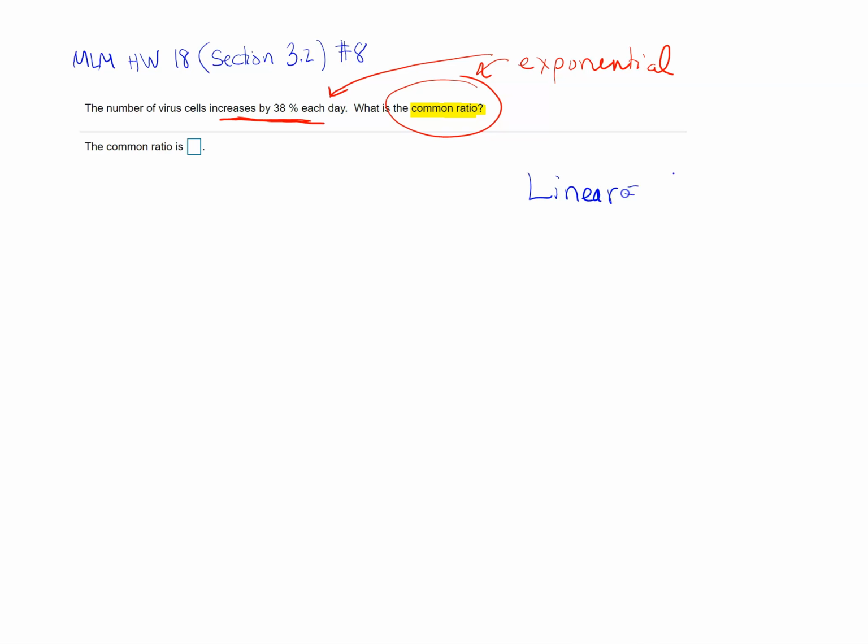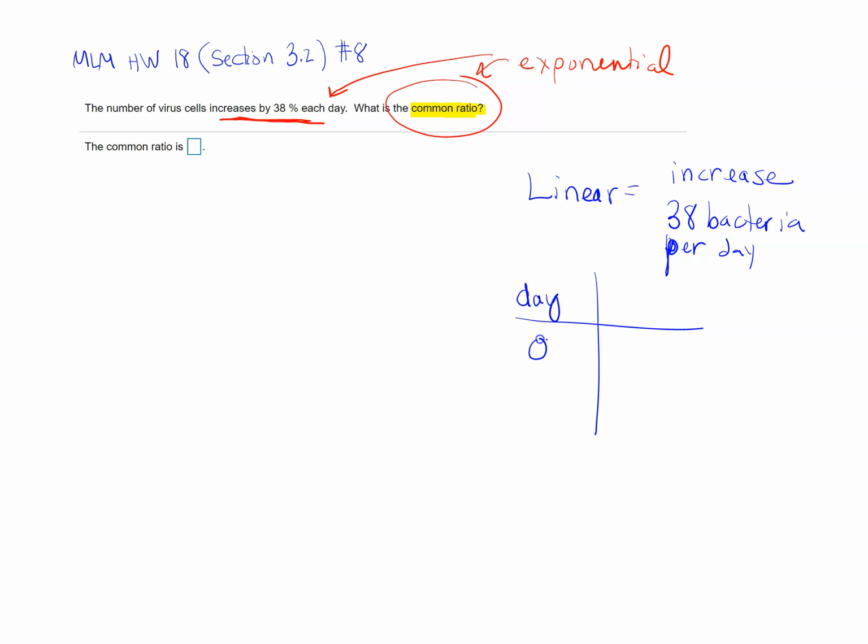So a little side example over here. If we were told that we were increasing by 38 bacteria per day, that would be linear. This is what that would look like. Let's say on day 0, we had 100 bacteria. So my input is number of days. My output is number of bacteria.